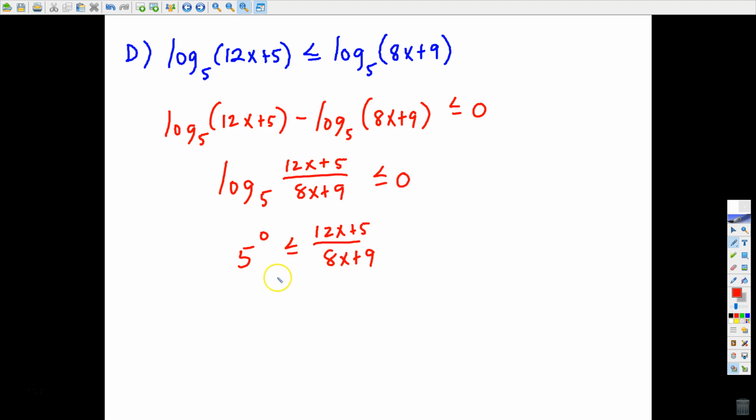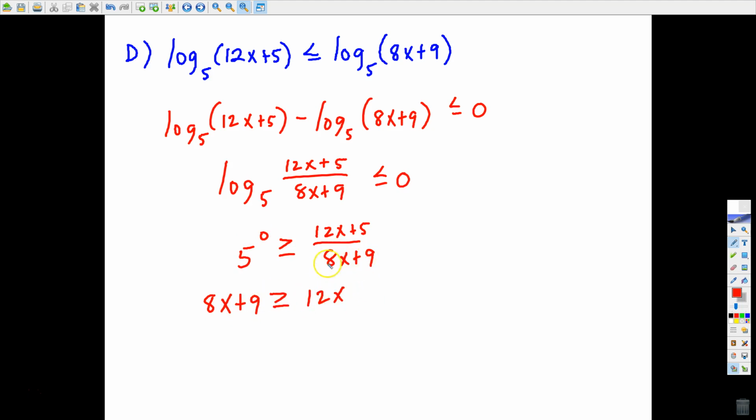All right. I forgot to switch the inequality. Sorry about that. Notice how the inequality is pointing at the fraction, and it's still pointing at the fraction. Okay, so again, this is 1, so you're seeing this process many times.